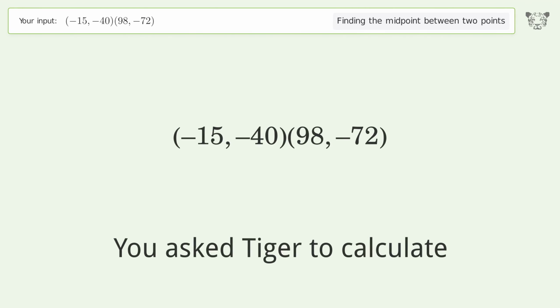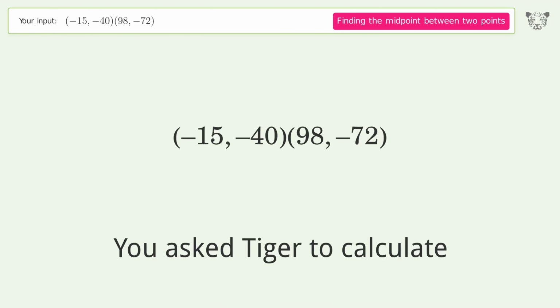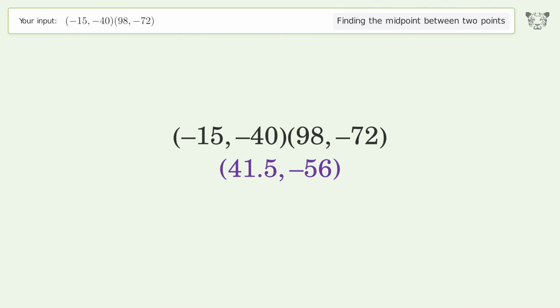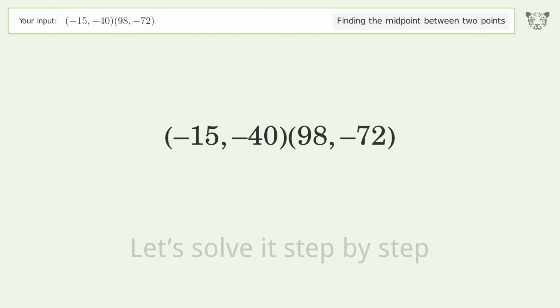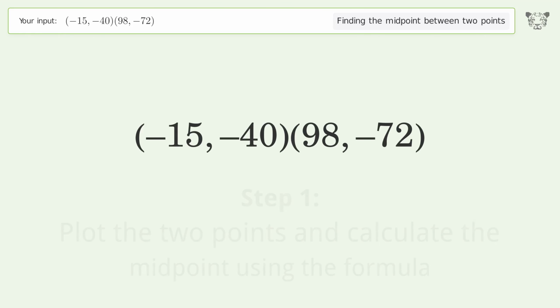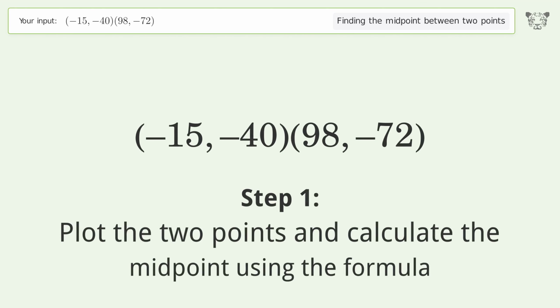You ask Tiger to calculate. This deals with finding the midpoint between 2 points. The midpoint between the 2 points is 41.5, negative 56. Let's solve it step by step. Plot the 2 points and calculate the midpoint using the formula.